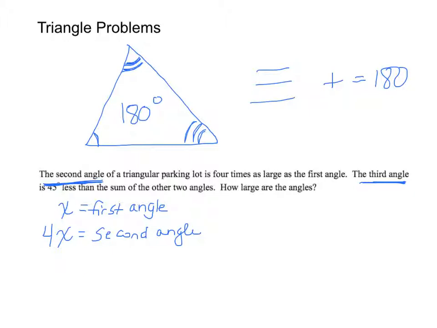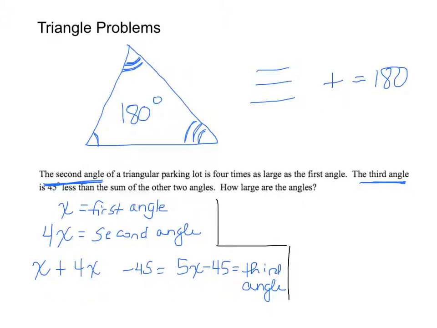And the third angle is 45 degrees less than the sum of the other two angles. So x plus 4x minus 45. I'm going to actually combine like terms to make that 5x minus 45 to make it easier to work with. And that's the third angle. Now all I have to do is add these up and set them equal to 180. So x plus 4x plus 5x minus 45 equals 180.